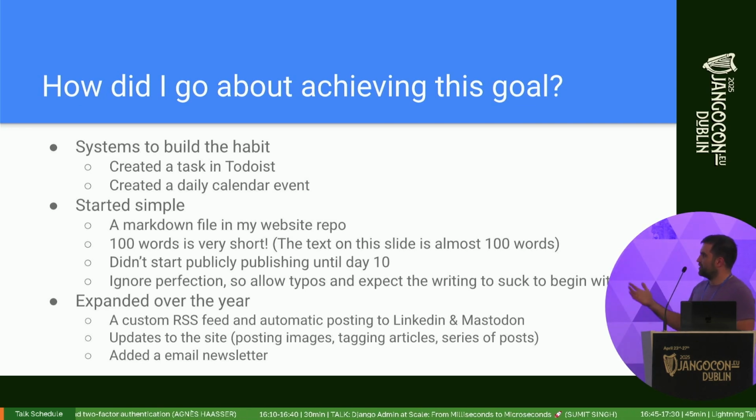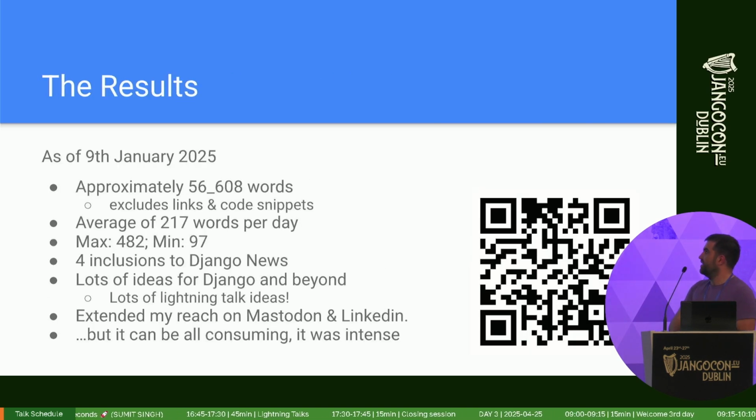And then I expanded over the year. I added an RSS feed. I started publishing to LinkedIn and to Mastodon. I added a newsletter. I added features to my website, so images later that then posted to Instagram. It evolved.